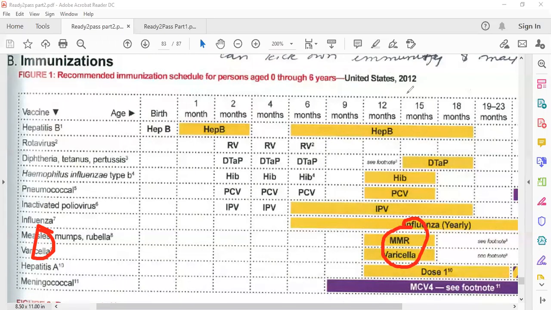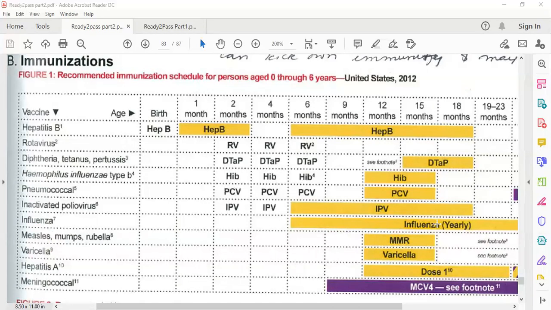Another vaccine we basically give is for the flu, called influenza. This here is the influenza vaccine. When you give influenza, you give it yearly, right? If you go to a doctor's office in the USA, every year we take the influenza vaccine. So keep it in mind, it's very important.